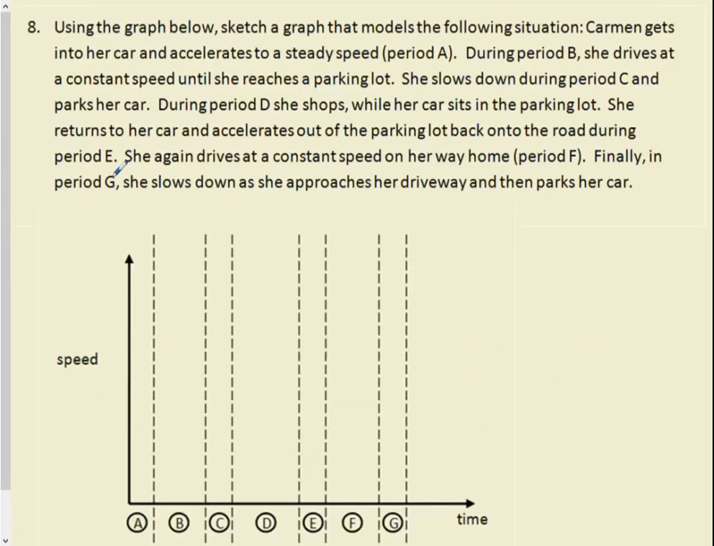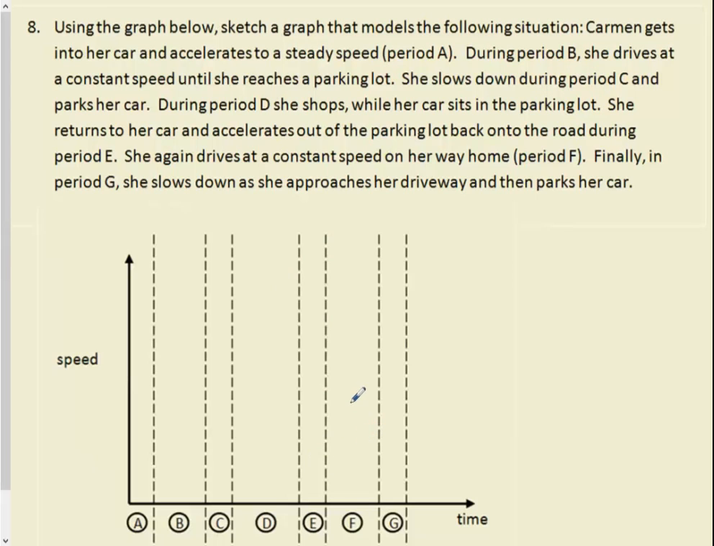Okay, number 8, using the graph below, sketch a graph that models the following situation. Carmen gets into her car and accelerates to a steady speed. That's during period A. During period B, she drives at a constant speed until she reaches a parking lot. And then when she gets to the parking lot in period C, she slows down and parks her car. During period D, she's shopping, which means her car is sitting still. It's not moving anywhere. Then she returns to her car and accelerates out of the parking lot in period E. And then during period F, she drives home.